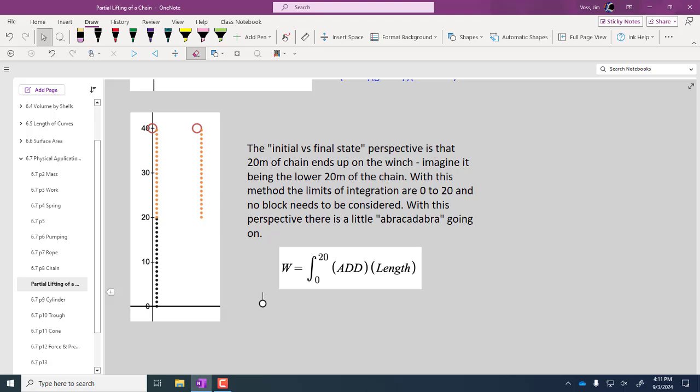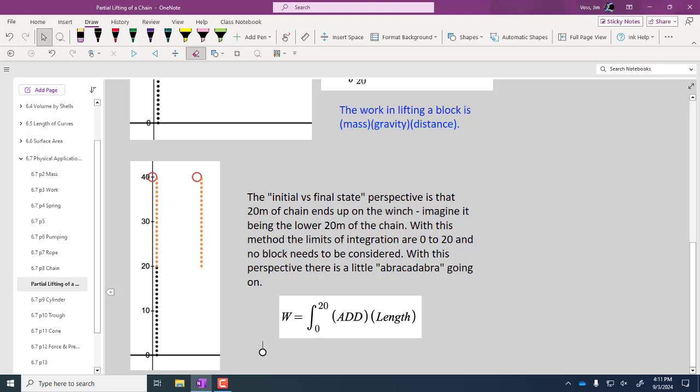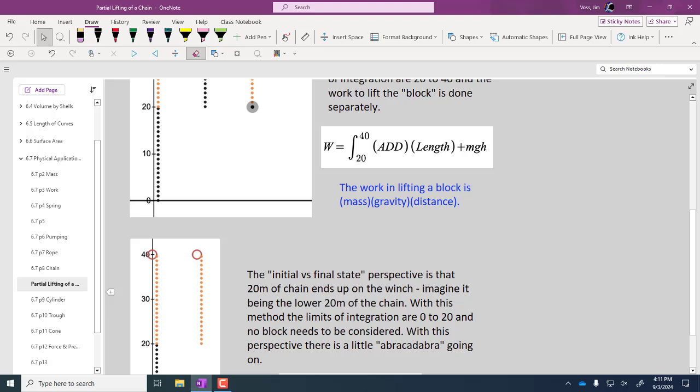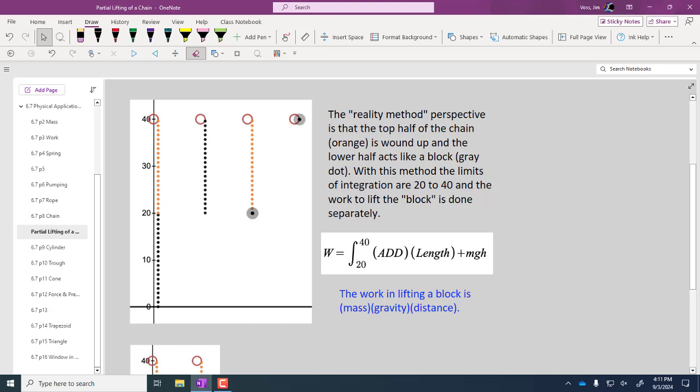So it's totally up to you which approach you want to use if you have a chain that's only being partially cranked up. But it's fascinating. It's a good exercise for you to find the work done in this case, find the work done in that case, and show to yourself that it is actually the same. Very, very interesting, I think. Yeah, so as a math person, the reality method feels more like, okay, I get the reality method. I get that the lower half is just hanging like a block. So let's just figure out the work done in lifting that block.